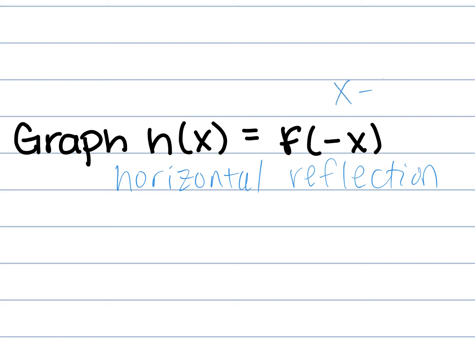If we had x minus 1 inside the parentheses, what kind of transformation would that be? A translation. Do you guys agree? You guys see the difference? Reflection is when you're multiplying by negative. Translation is when you're adding or subtracting. Which axis would it be over? Over the y-axis.